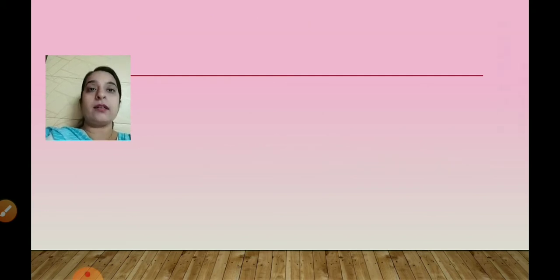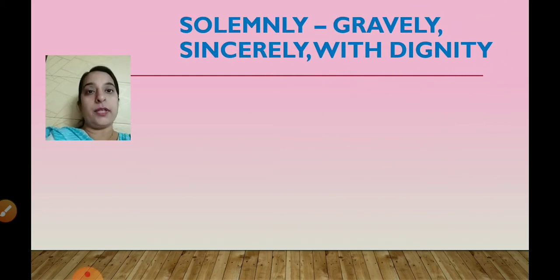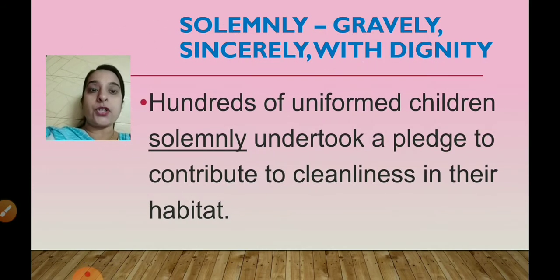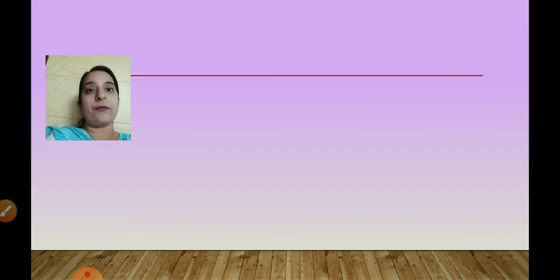Next one, solemnly. Solemnly means gravely, sincerely, with dignity. Hundreds of uniformed children solemnly undertook a pledge to contribute to cleanliness in their habitat. So, solemnly means gravely, sincerely, with dignity.